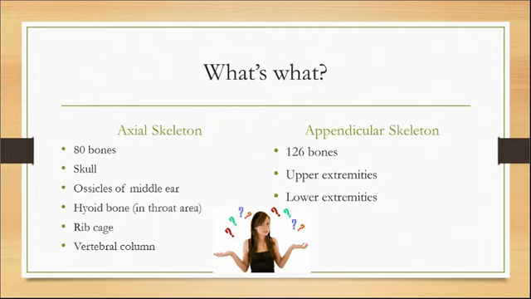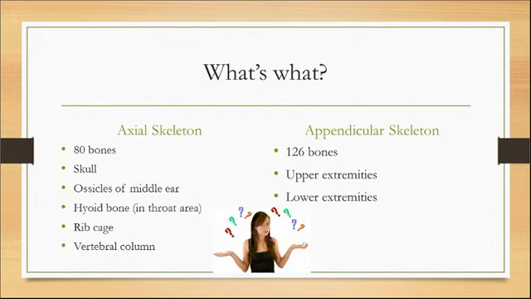Looking at what's what, our skeleton can be divided into 2 parts, the axial skeleton and the appendicular skeleton. The axial portion protects the organs of the nervous, respiratory, and circulatory systems. The appendicular portion makes movement possible and protects organs of digestion, excretion, and reproduction. Within our upper extremities, we have the shoulders, arms, forearms, wrists, and hands. And our lower extremities contain the bones for our hips, thighs, legs, ankles, and feet.